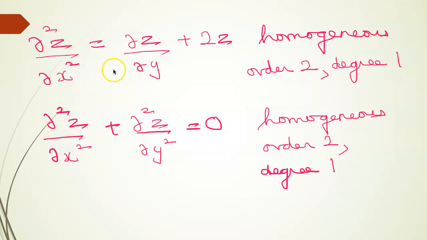Del 2 z by del x squared is del z by del y plus 2z. Again homogeneous, every term has either z or partial derivatives of z. Its order is 2, degree 1. Order is the order of the highest derivative. Del 2 z by del x squared plus del 2 z by del y squared equal to 0. Again homogeneous because each term has a partial derivative, order 2, degree 1.